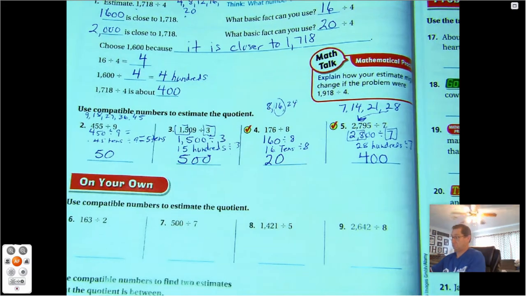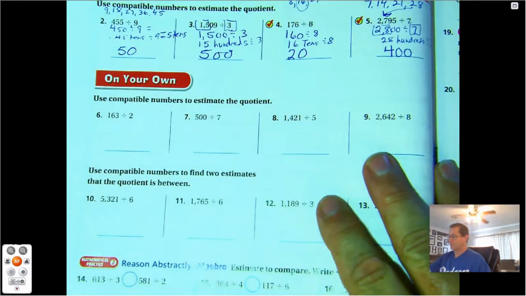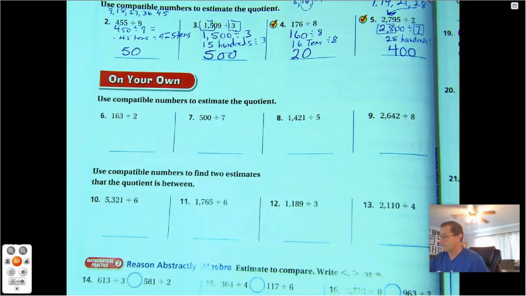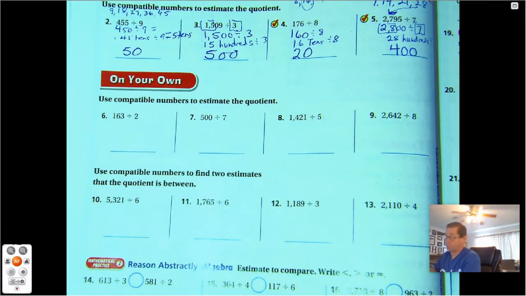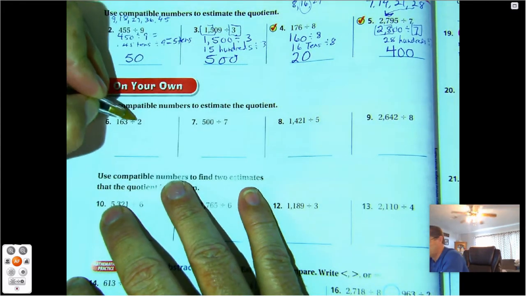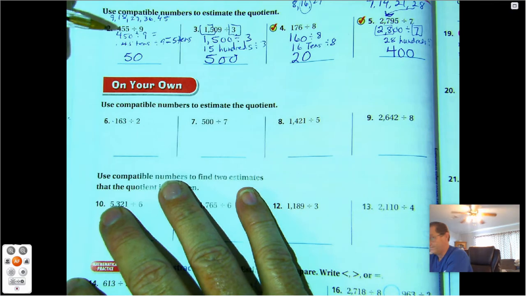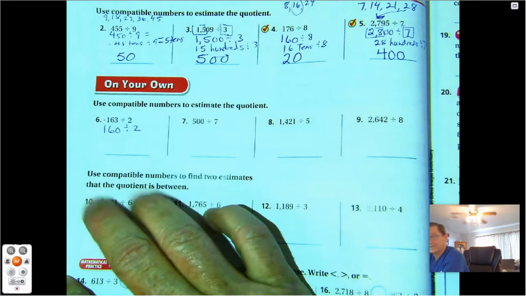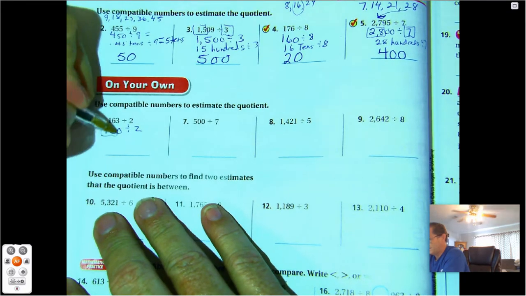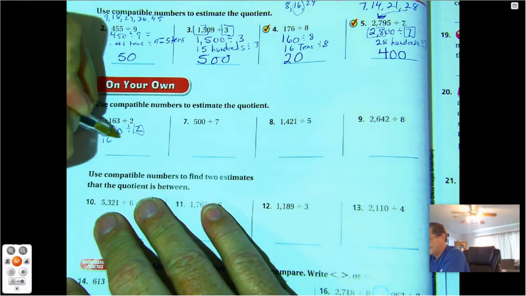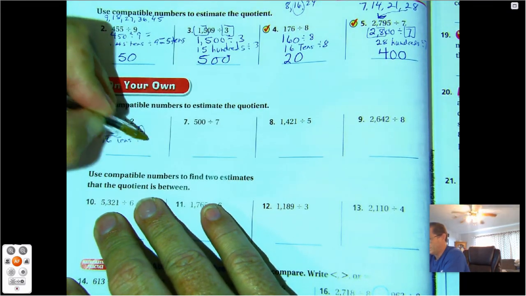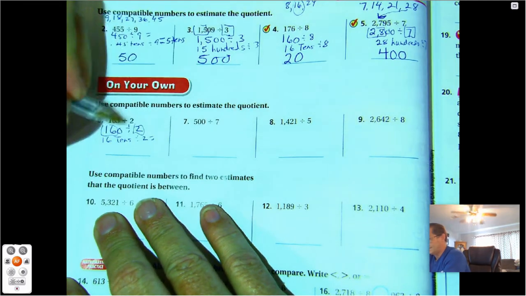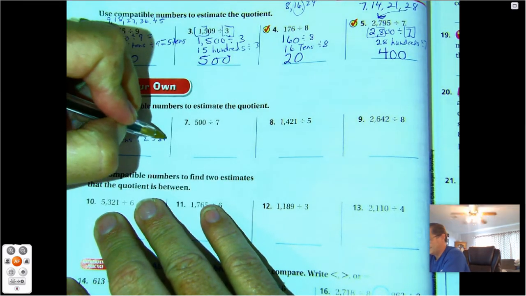Number 6. Use compatible numbers to estimate the quotient. All right, well, 2 and 16, that's easy to divide. So I'm just going to change that to 160 divided by 2. So we have 16 tens divided by 2. 16 divided by 2 is 8 tens. 80.